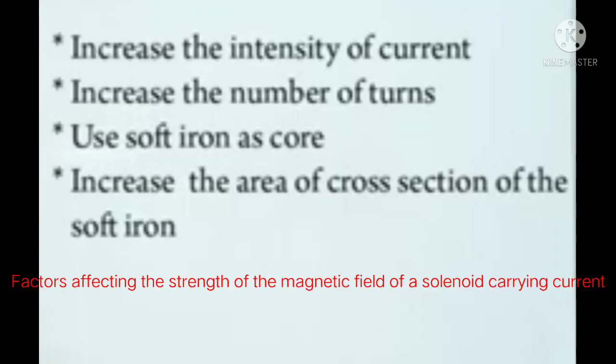What are the factors on which the intensity of the magnetic field of a solenoid carrying current depends? Increase the intensity of current, increase the number of turns, use a soft iron core, and increase the area of cross section of the soft iron.